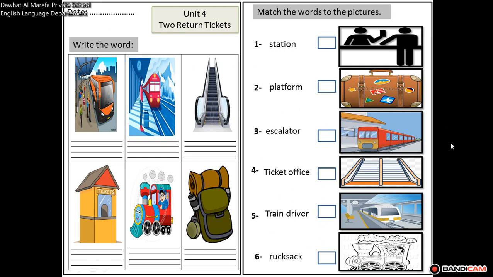You have this page in your booklets. You are going to answer the questions. Here you write down the words under each picture, and here you are going to match the word to the picture. You look at the picture first and then you read the words and write the number. Just write the number here in the box.